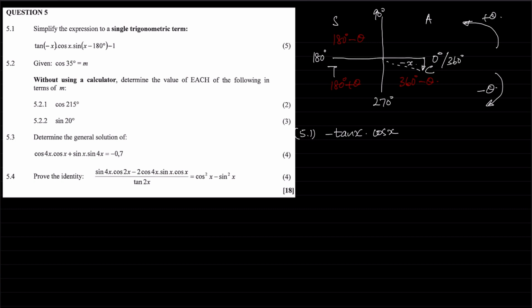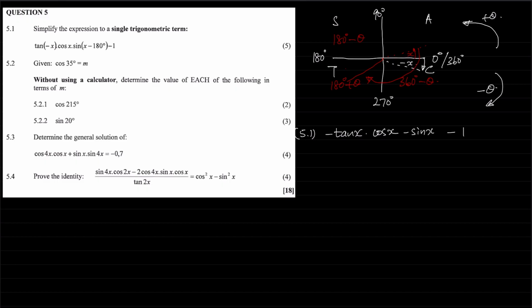Next one is sin of x minus 180. Now let's look at how I do this one. So sin of x, which means it's sin of positive x, which means there was a rotation anti-clockwise through an angle of x. And then the minus 180 means that they've rotated it now 180 degrees clockwise, which means we are ending up in this quadrant here. This is the third quadrant and only tan is positive in that quadrant. So sin of x minus 180 will then reduce to minus sin x. And then we have the minus 1 on the side.